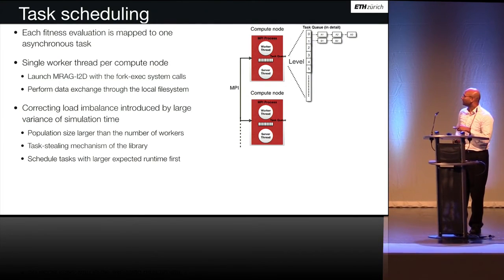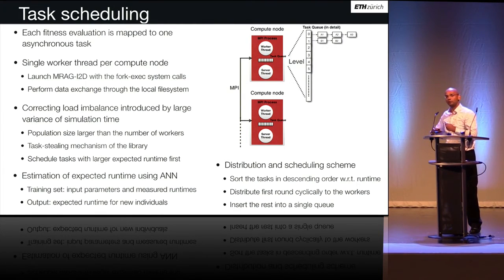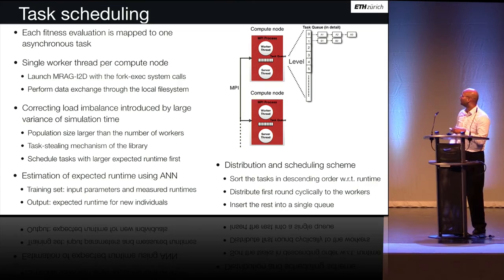The way this works is via an artificial neural network. During the first few generations, we don't know which simulations will take the longest, so we record how long they took and what parameters they were running with. And when the network is trained, then it can predict with some accuracy that for this new set of parameters, the simulation will take this much time. And then the simulations are scheduled accordingly. The ones expected to take the longest go in first.